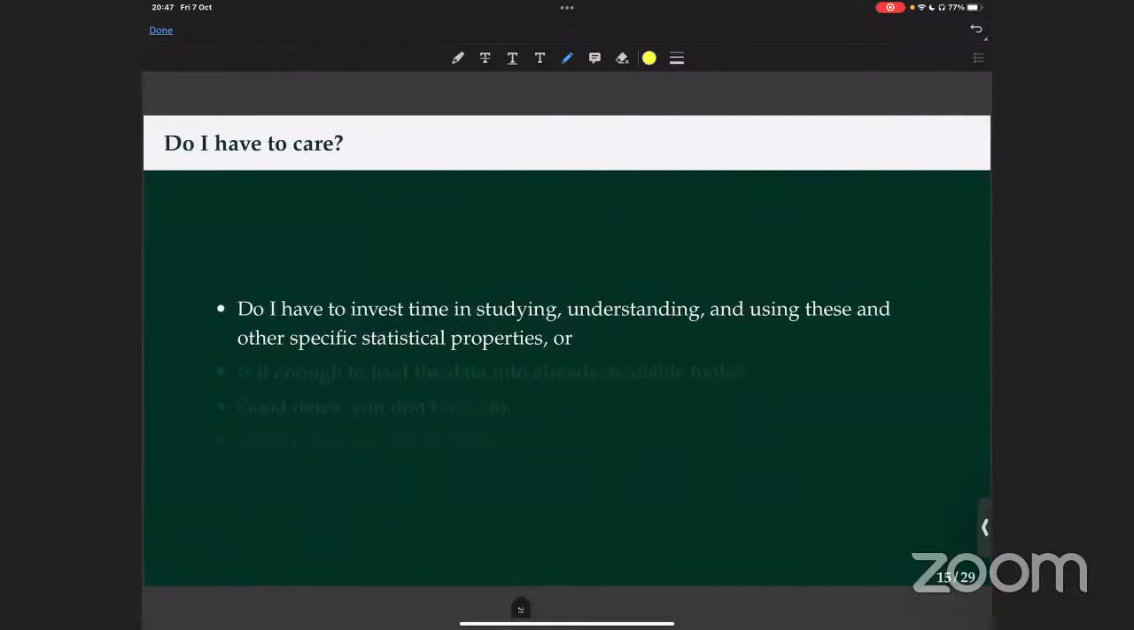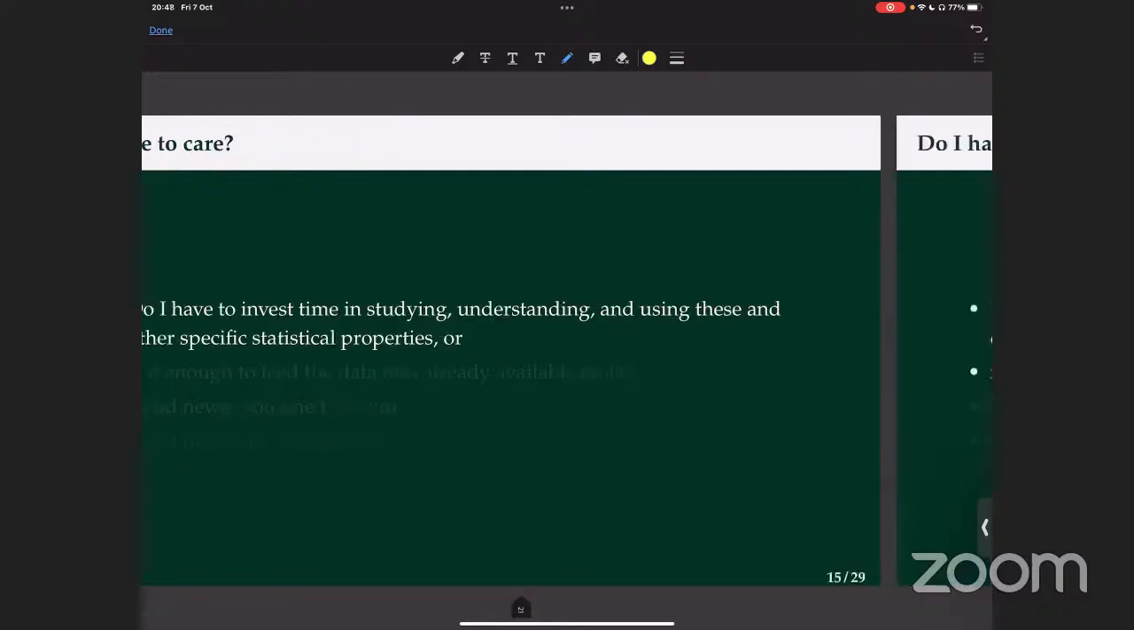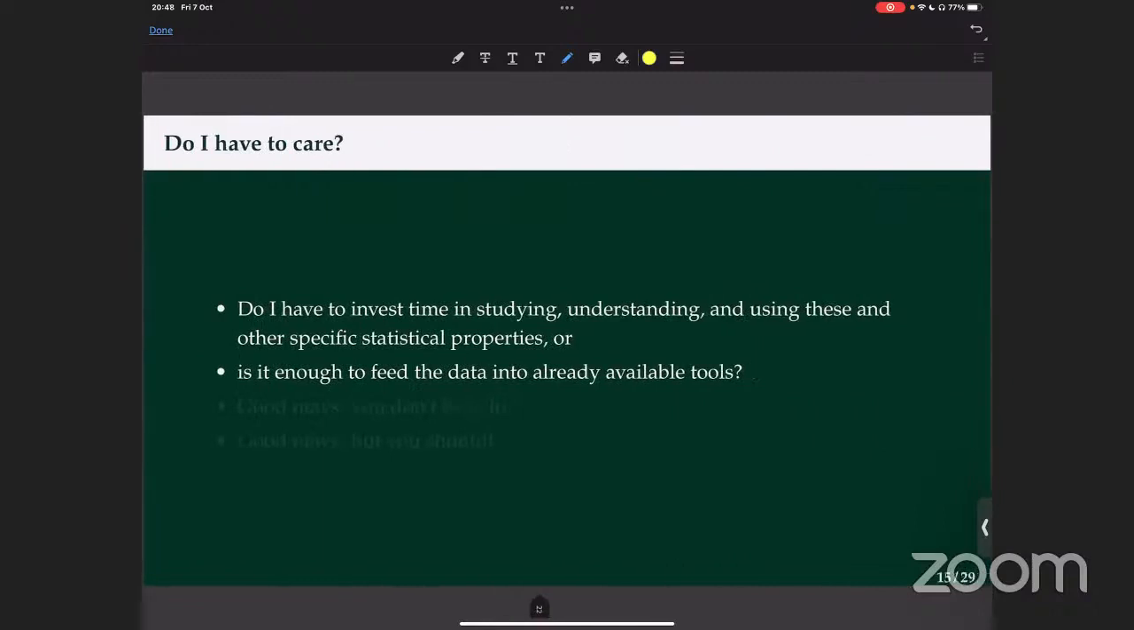Do I have to care? At this point, you have been 4 days looking at computer vision, deep learning, modern techniques, and now I drag you into classical statistics. You may be wondering, do I have to care about this? Do you have to invest time in studying, understanding, and using this and other specific statistical properties? Or is it enough to feed the data into a black box that somebody made up with pandas or whatever? Well, good news. You don't have to invest your valuable time in learning statistics. But also the good news, you should. Why? I will give you a very, very simple example.